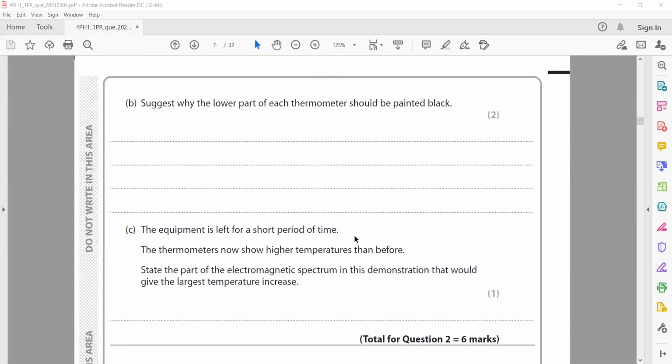It suggests why the lower part of each thermometer should be painted black. Why should it be painted black? Because dull and dark surfaces are good absorbers of radiation.